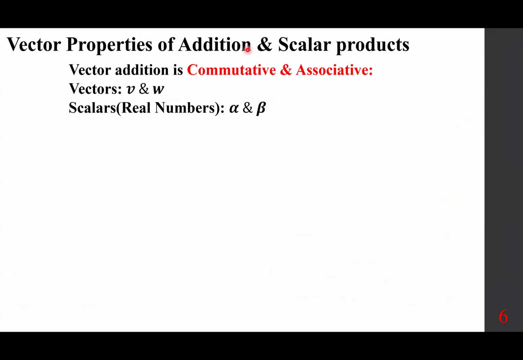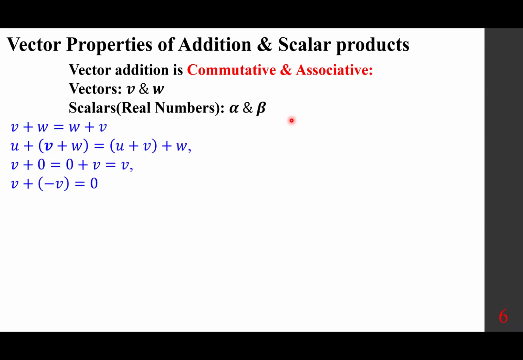Now, vector properties of addition and scalar products. Vector addition is commutative and associative. If you have vectors V and W and scalars, that means constants, that means numbers, alpha and beta. Alpha and beta are two numbers. V and W are two vectors, okay? So V plus W is W plus V. When you add two vectors, it doesn't matter in what order. So that makes it commutative.